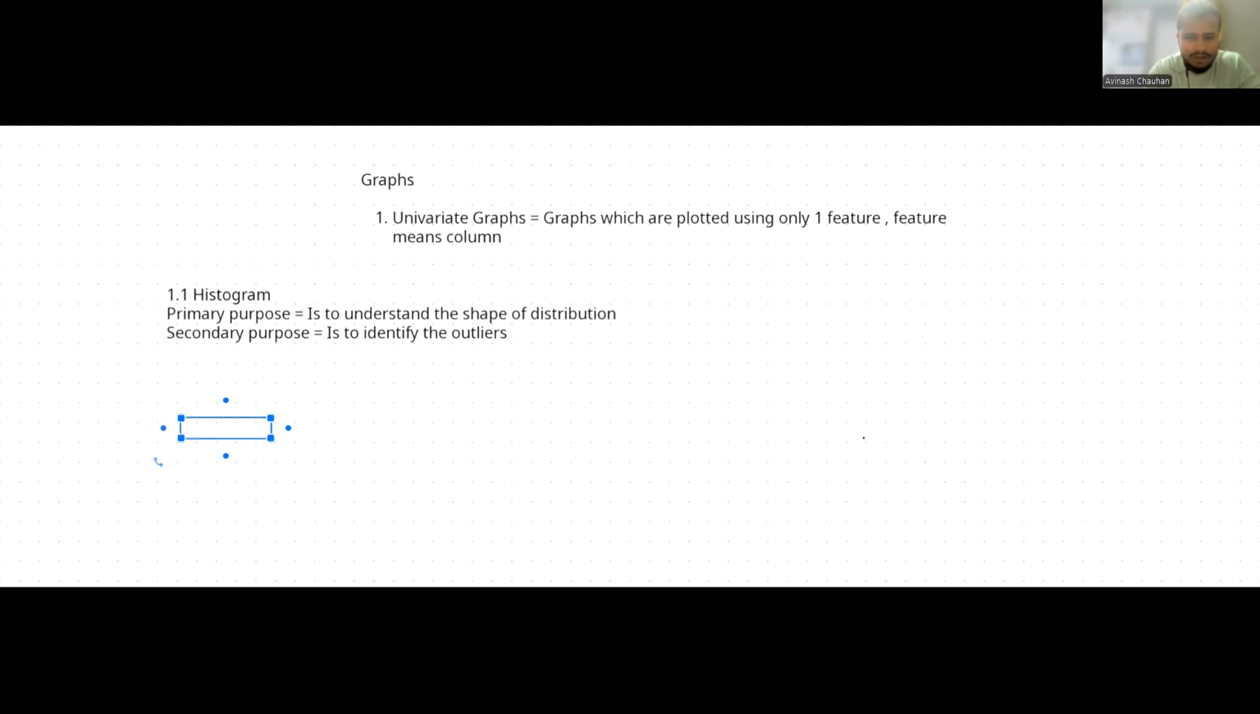And the second graph we will be learning today is the box plot. And what is the primary purpose of the box plot? The primary purpose is to identify the outliers. And what is the secondary purpose? The secondary purpose is to understand the shape of the distribution.